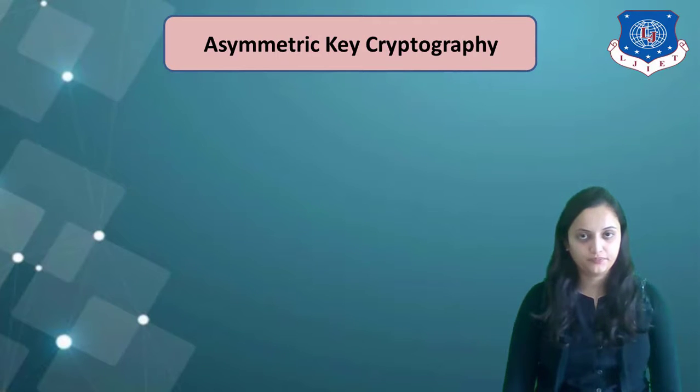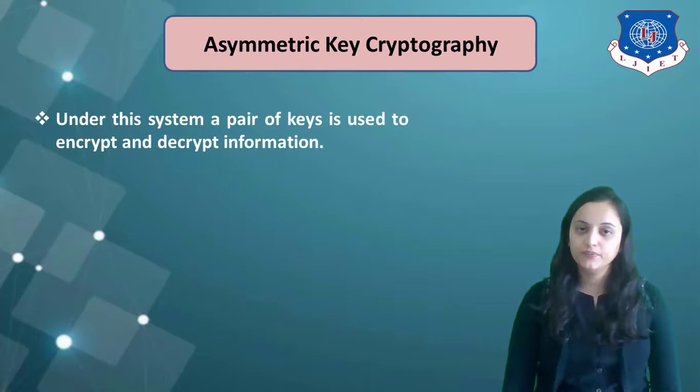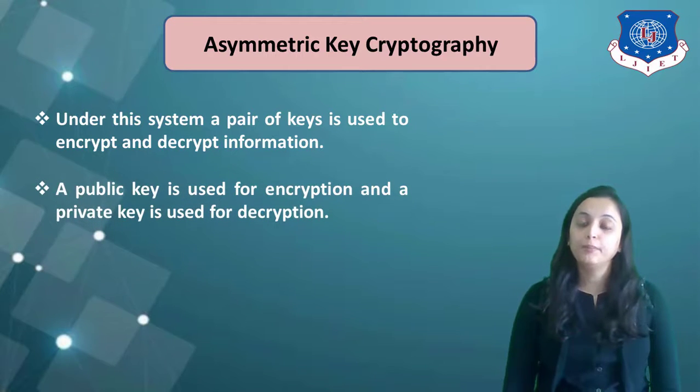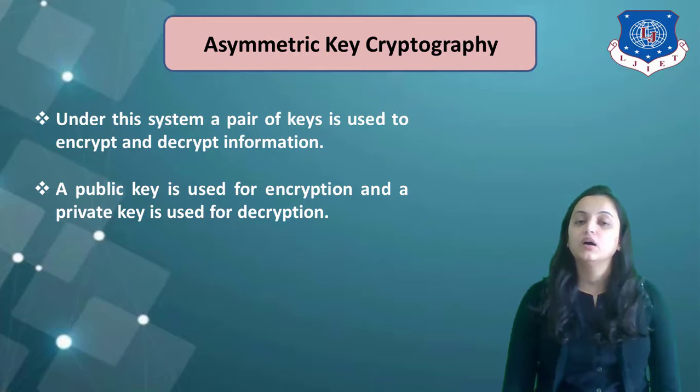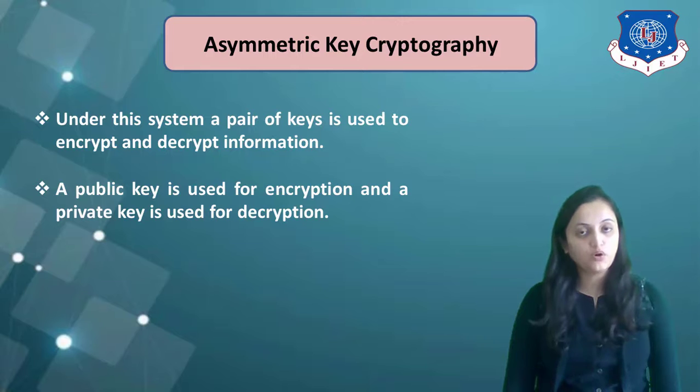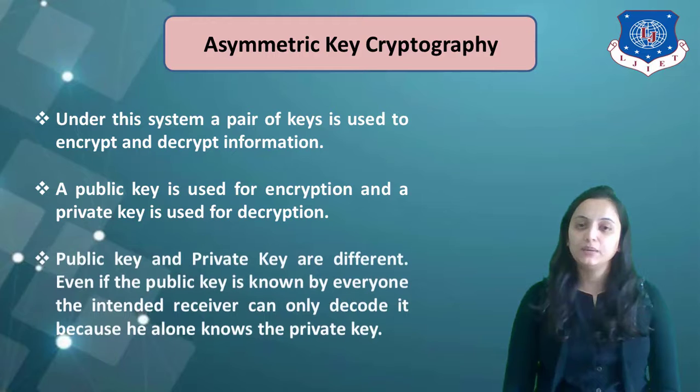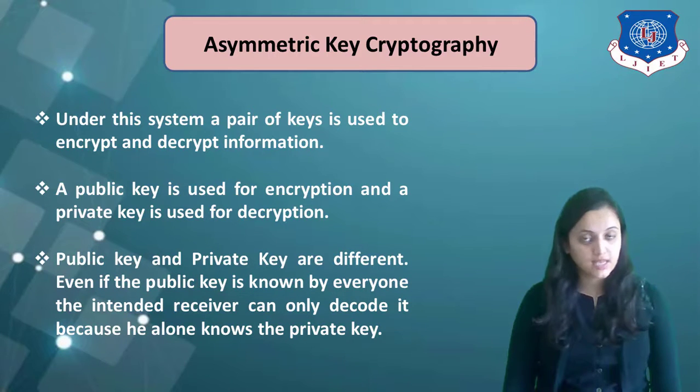asymmetric key cryptography. Under this system, a pair of keys is used to encrypt and decrypt the message or information. A public key is used for encryption and a private key is used for decryption. That means this is opposite to symmetric key cryptography, where the key remains the same throughout the entire exchange of information. Here, two types of keys are used, public key and private key. Public key and private key here are different, they are not the same.